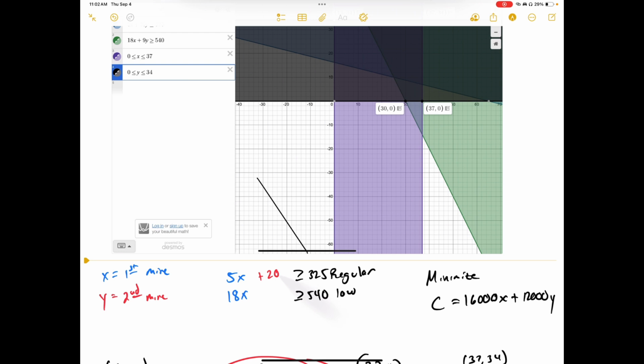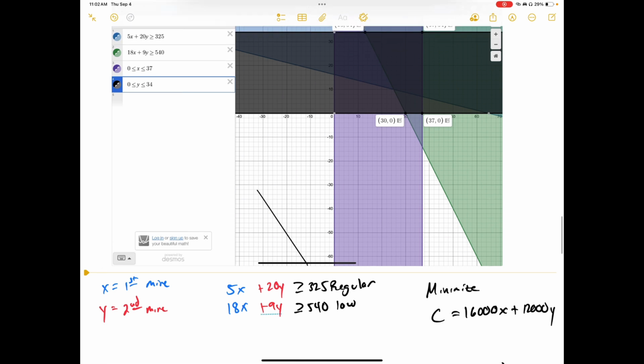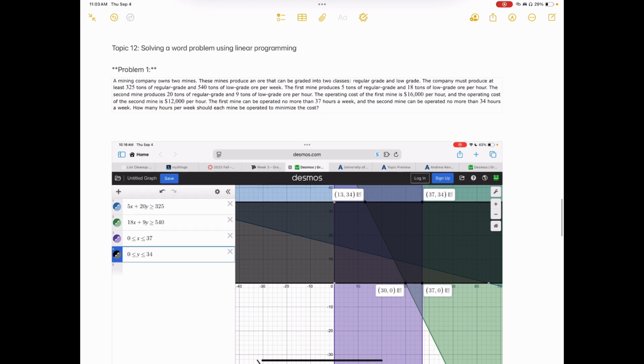It was 20 of the regular and 9 of the low. Okay. So these are confusing because you got 2 different types of ores and 2 different mines, but you want to write it out kind of like I have it, where you're figuring out the regular because we know that constraint's got to be more than 325 a week and the low's got to be more than 540 a week.